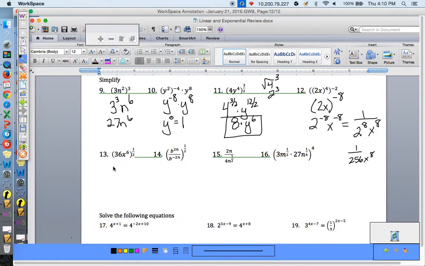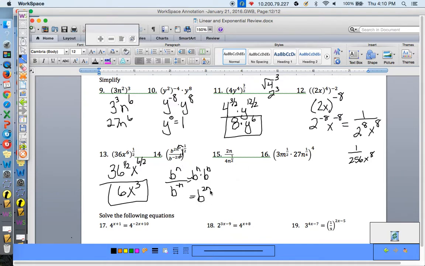Excellent. So we distribute 36 to the 1/2, x to the 6/2. Well, 1/2 is square root, so this is 6x to the 3rd. We distribute here 2n times 1/2, so that's b to the n, b to the negative n when we distribute. Well, we want positive, so that's b to the n times b to the n. That negative exponent, we flip it to the numerator, so that's b to the 2n.